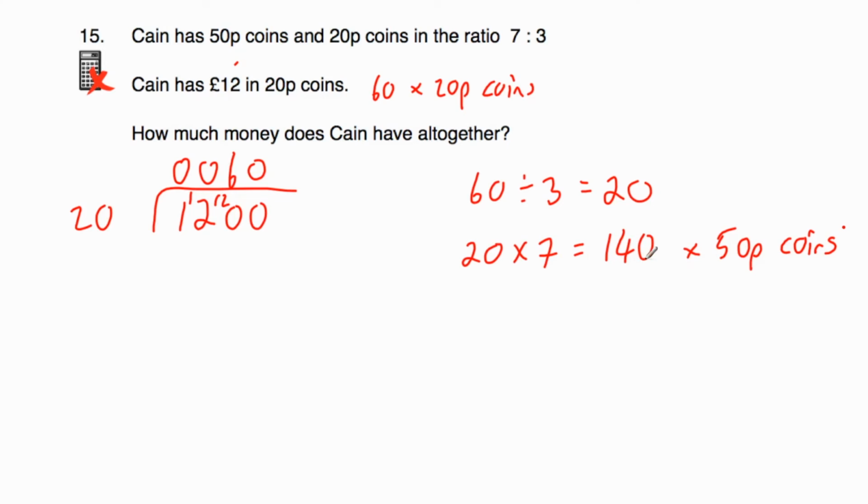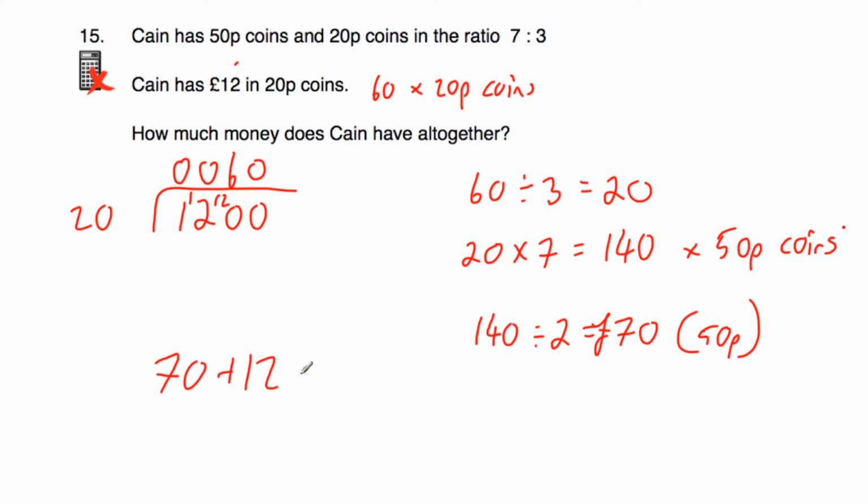Now, to do 140 50p coins, every time you've got two 50p coins, that's £1. So if we just divide this by 2, that'll be how much money he's got in 50p coins. So 140 divided by 2, well, 14 divided by 2 is 7, so 140 divided by 2 is 70. So that means he's got £70 in 50p coins. Now he's got £12 in 20p coins, £70 in 50p coins. If we add them together, 70 plus 12, that's equal to 82. So that means he's got £82 in total, and that's it.